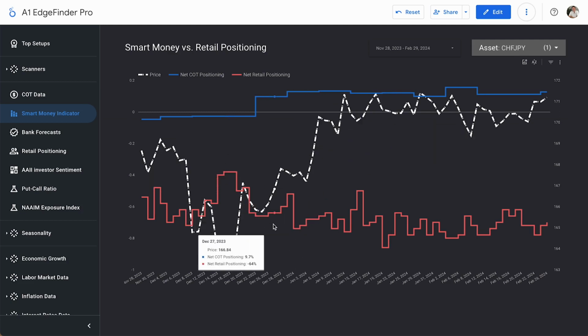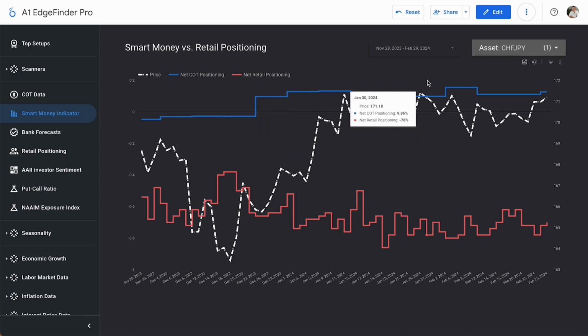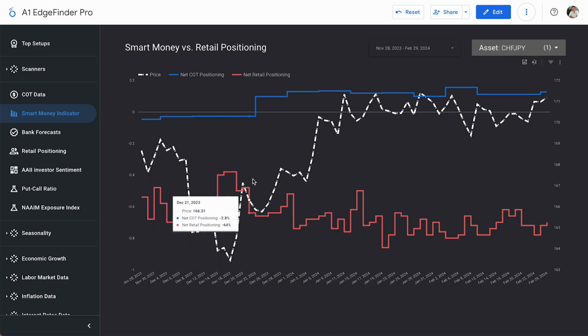Now, what do COT and retail have to say about this? COT officially became bullish around the end of the year last year, and they've stayed bullish on CHF JPY, but just a little bit. They're just barely above the zero line again, so they are favored bullish, but not by much. And we can see that that shift happened right in the middle of this big move here.